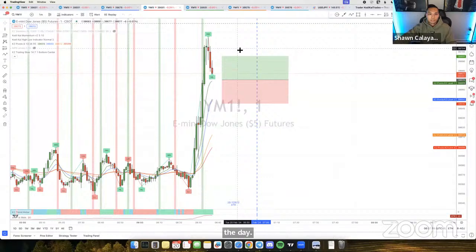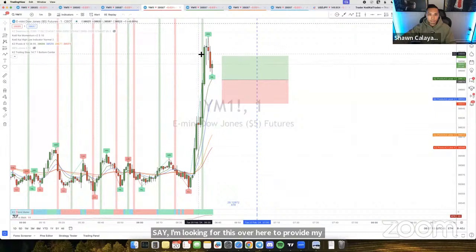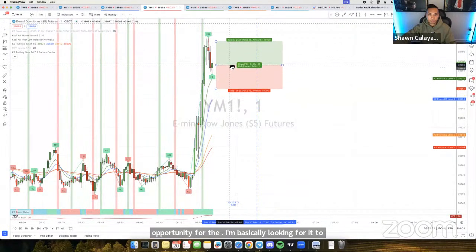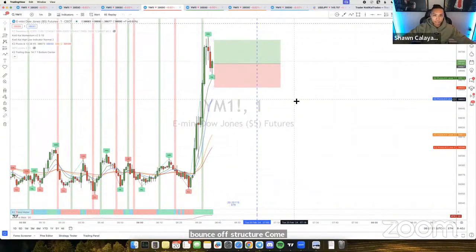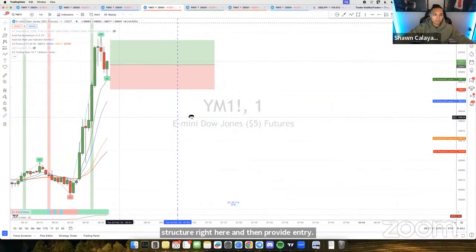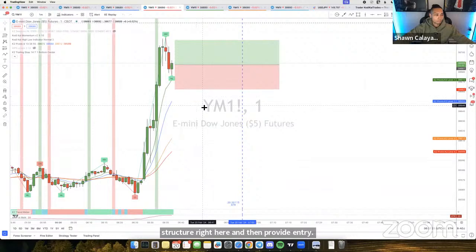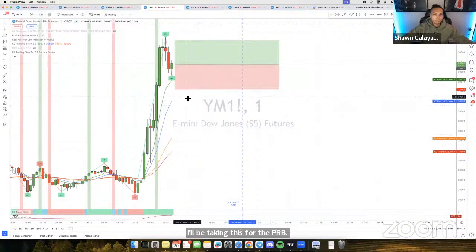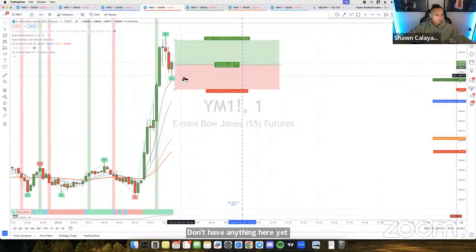So now I'm looking for this over here to provide my opportunity for the PRB. I'm basically looking for it to bounce off structure, come down, possibly hit off the structure right here, and then provide entry. If this candle right here rejects off the pivot, then I'll be taking this for the PRB. Don't have anything here yet, but I'm looking for it to bounce off the structure and then swing right back up.